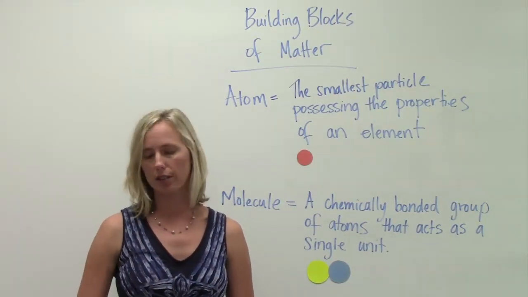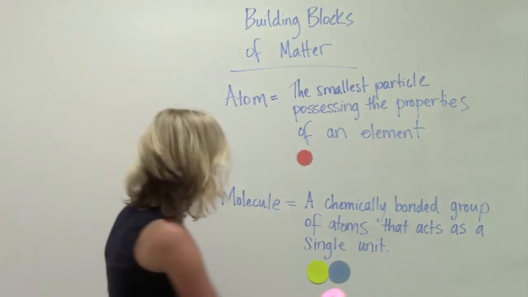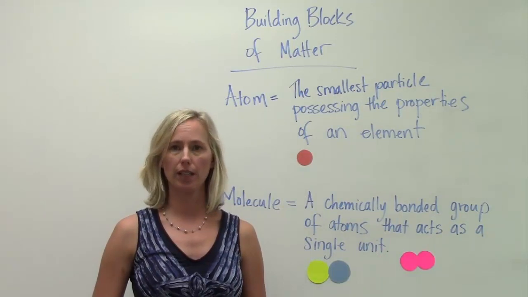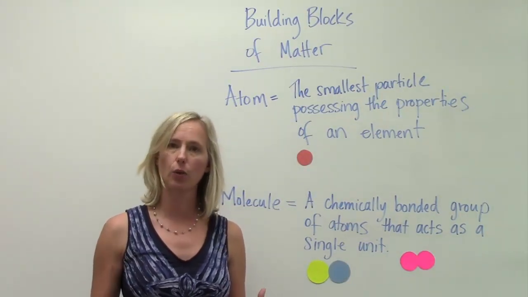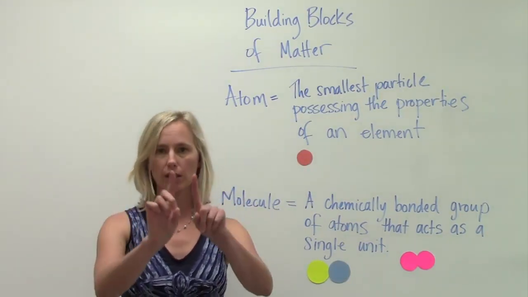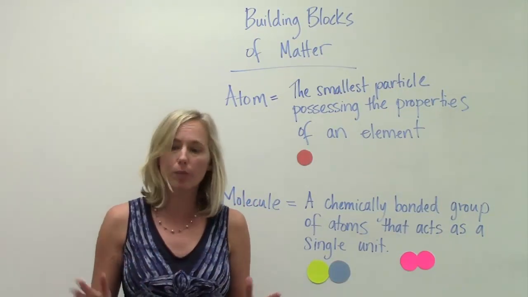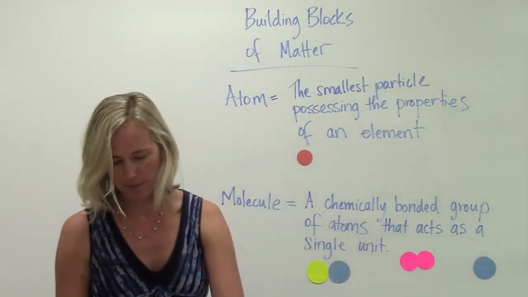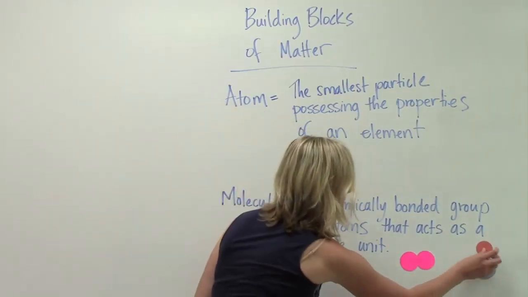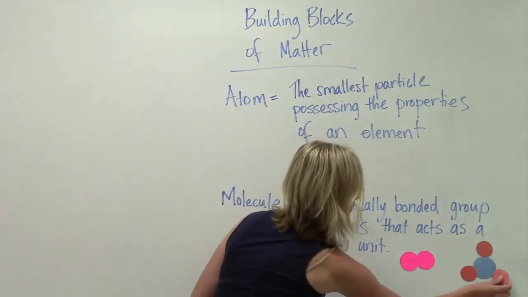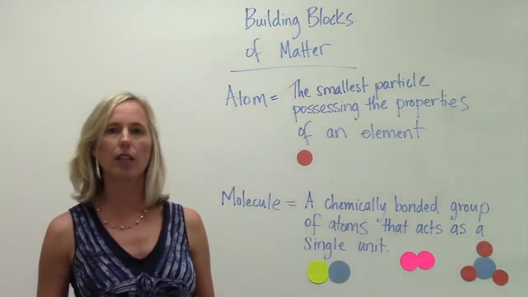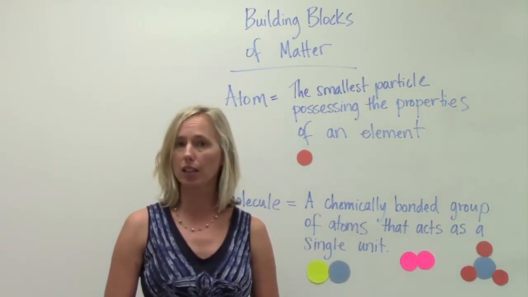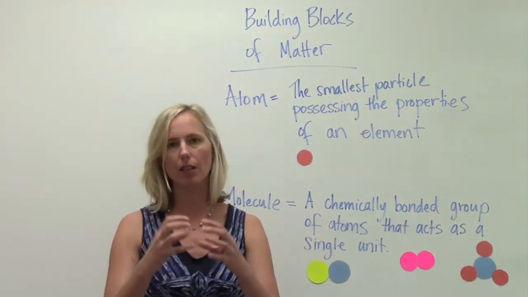Let's throw out a few more examples for you. What if I were to take a pink atom and chemically bond it to another pink atom? Again, this is a molecule. You have to have at least two atoms and they're chemically bonded together. Let's get a little bit crazier now. What if I were to take a blue atom and connect it to three red atoms? Again, this is an example of a molecule. We have at least two atoms and they're chemically bonded together.